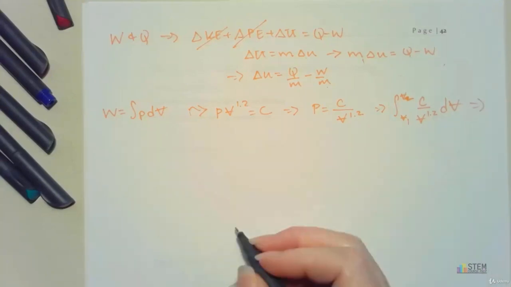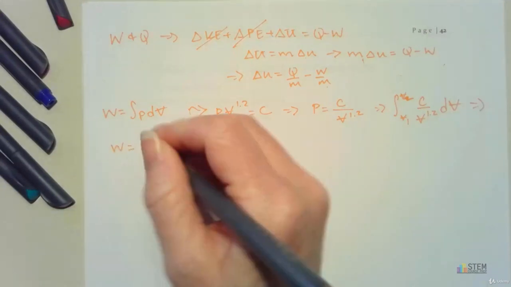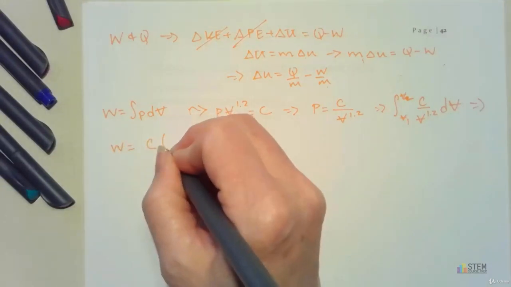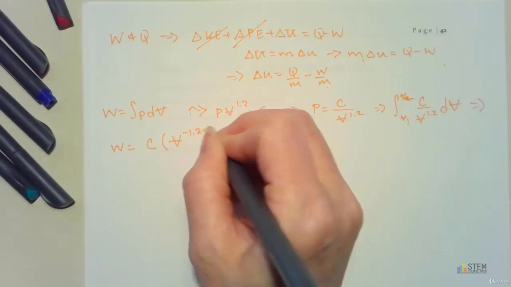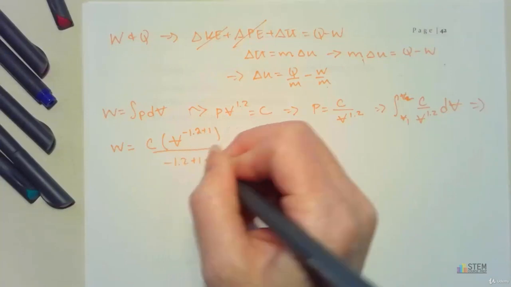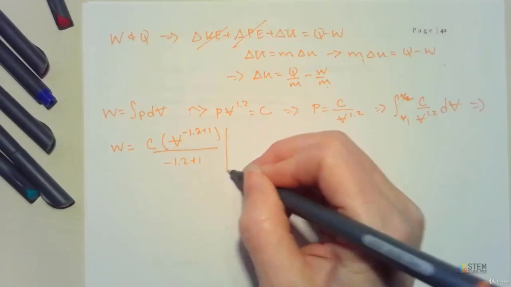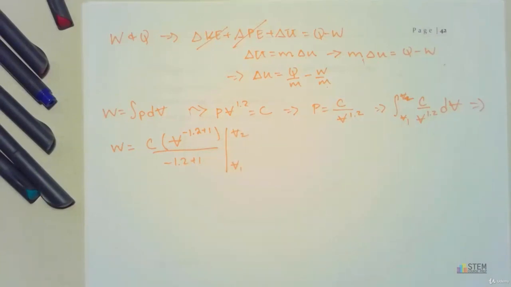And then when you integrate, what you're going to get is work equals C times V to the power of negative 1.2 plus 1 over negative 1.2 plus 1. And then we need to evaluate that at V1 and V2. All right, so do a little calculus there.